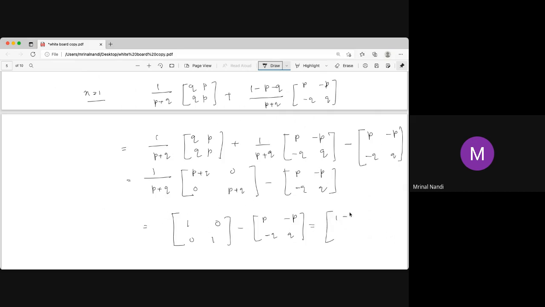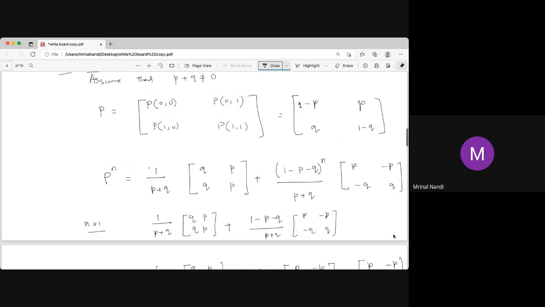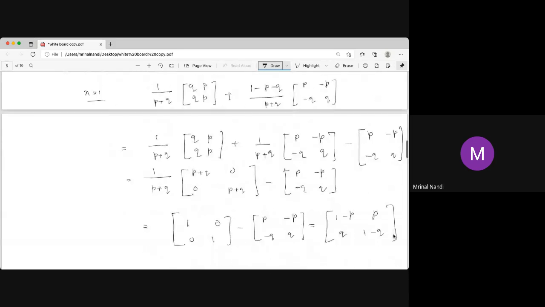Got this, 1-p. What? Oh, this is 0. No, sorry, what happened? Yes, it's correct. Minus q, so 0 minus q, so q, 1-q, right? 1-p, q, 1-q, right?